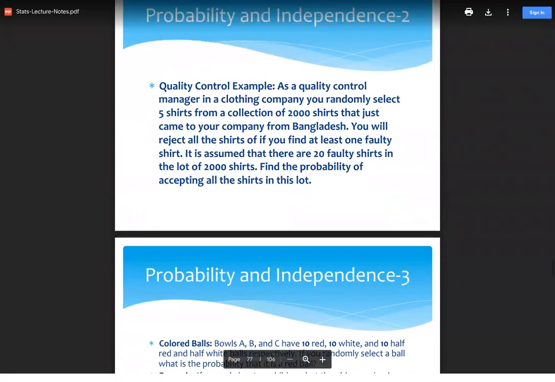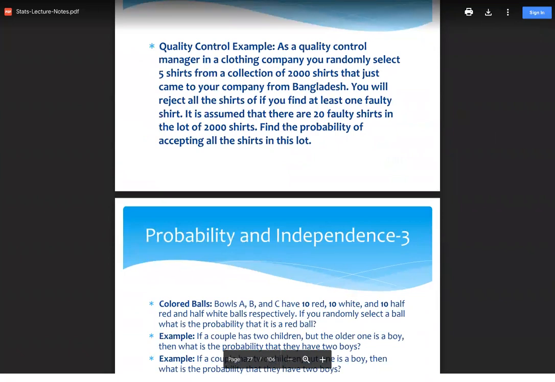So example 2, quality control. As a quality control manager in a clothing company, you randomly select 5 shirts from a collection of 2,000 shirts that just came to your company from Bangladesh. You will reject all the shirts if you find at least one faulty shirt. It is assumed that there are 20 faulty shirts in the lot of 2000 shirts. Find the probability of accepting this lot.